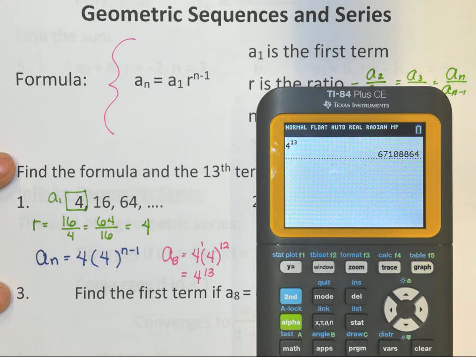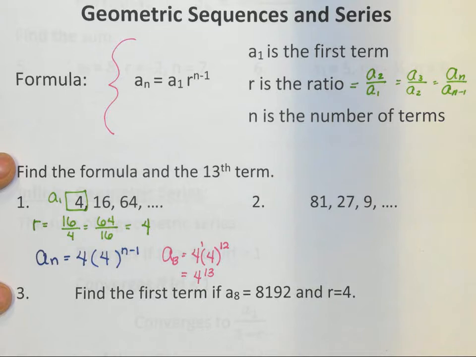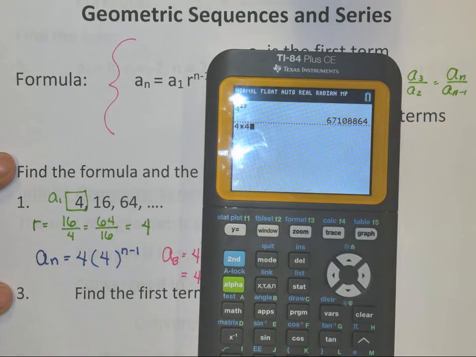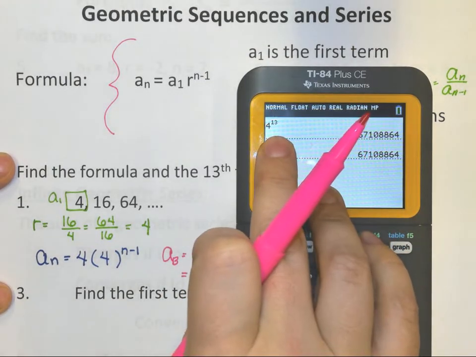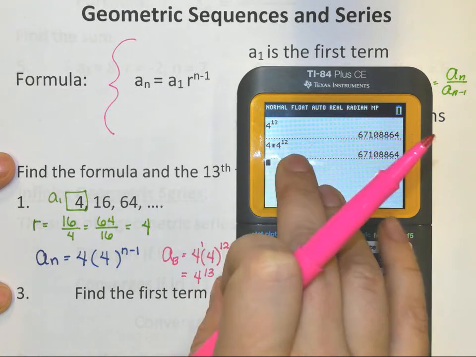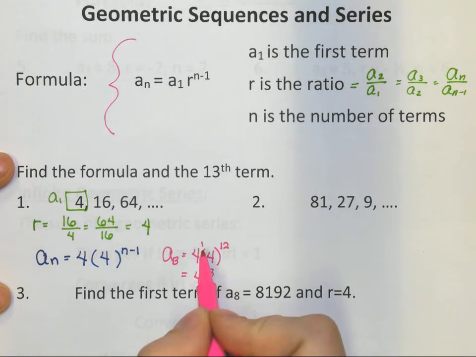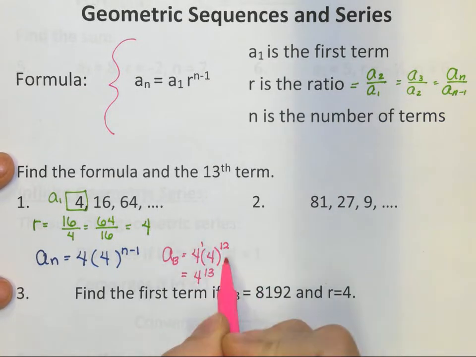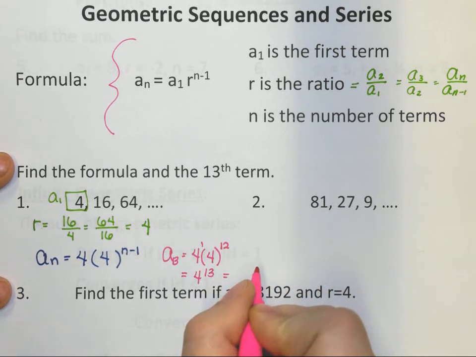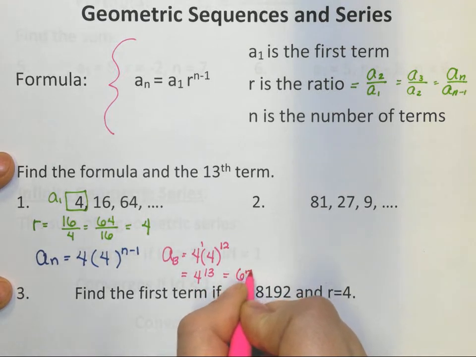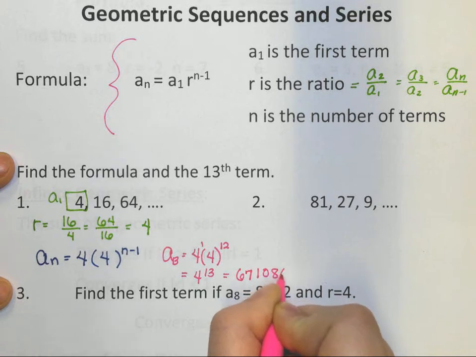And don't do what I do. I tend to skip letters or numbers. It is not 12 because we had that 4 out front. You could do, and if you watch, 4 times 4 to the 12th gives you the same number because 4 to the 13th is the same thing as 4 times 4 to the 12th. They have the same base. Just on this one, just because that 4 was out front. So if it was any other number. Okay? And so for this, I get 6, 7, 1, 0, 8, 8, 6, 4.